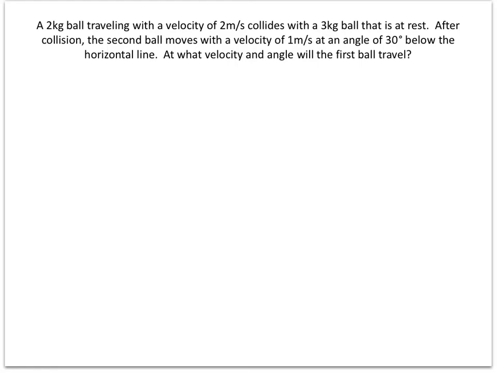So a 2 kilogram ball traveling with a velocity of 2 meters per second collides with a 3 kilogram ball that's at rest. So this is what it looks like. After the collision, the second ball moves with a velocity of 1 meter per second at an angle of 30 degrees below the horizontal line.